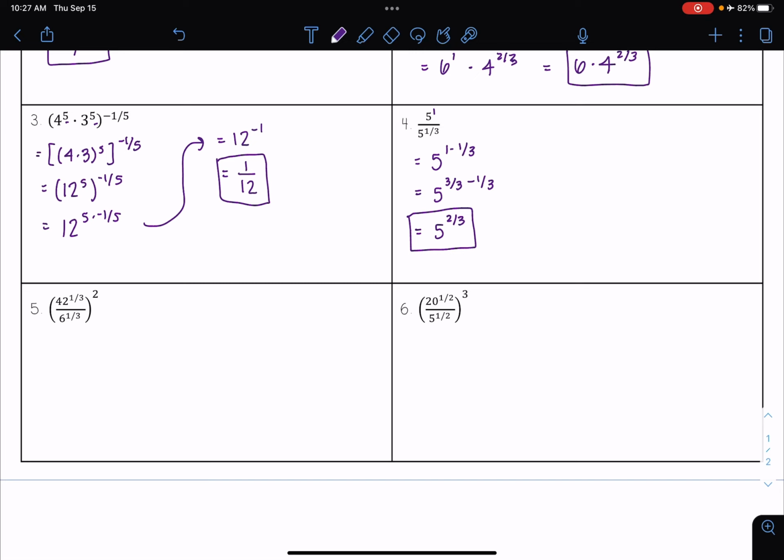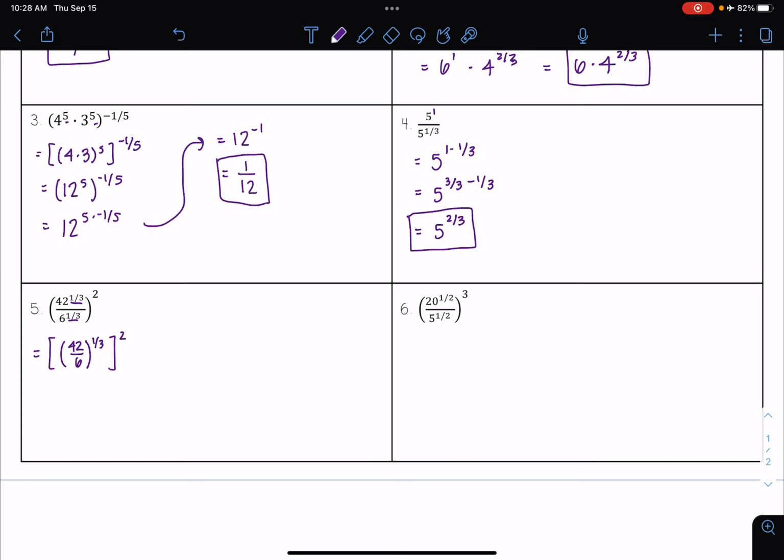Okay, so now looking at number 5, I have 42 to the 1/3 divided by 6 to the 1/3, all raised to the 2nd power. So this one, I would recommend doing what we did for number 3, in that since I have the same exponent here, I can go ahead and undistribute that exponent. And so I get 42 over 6 raised to the 1/3 power, squared.